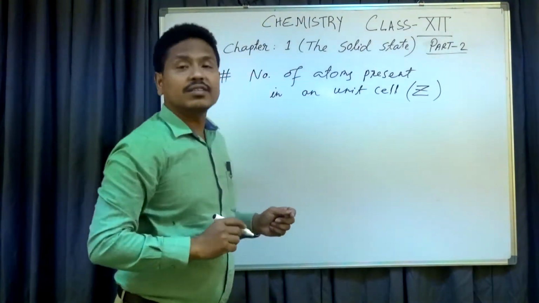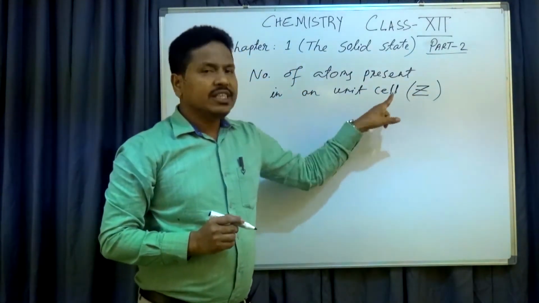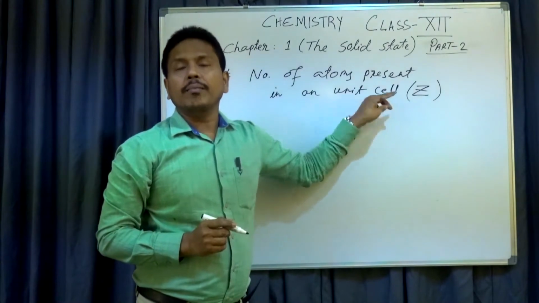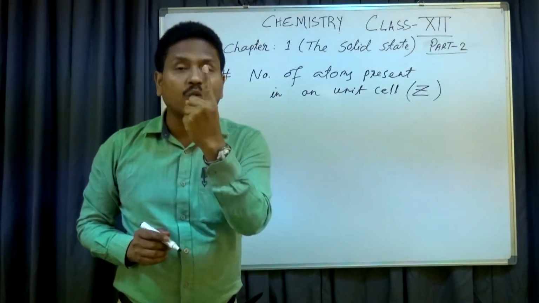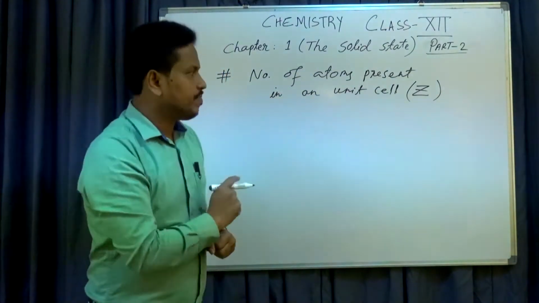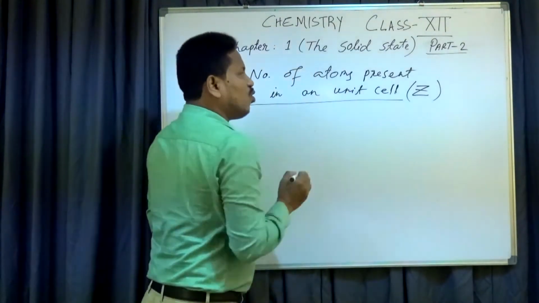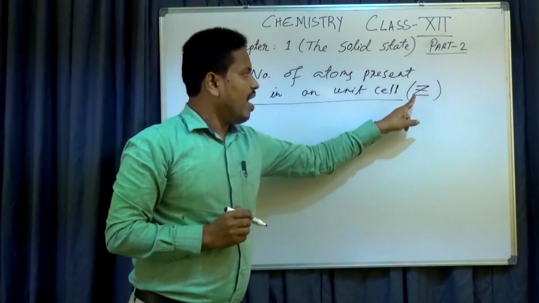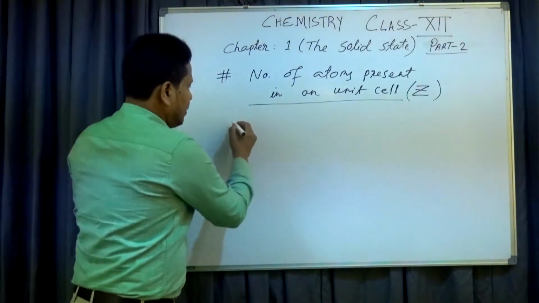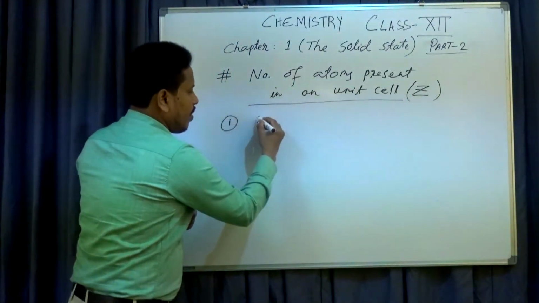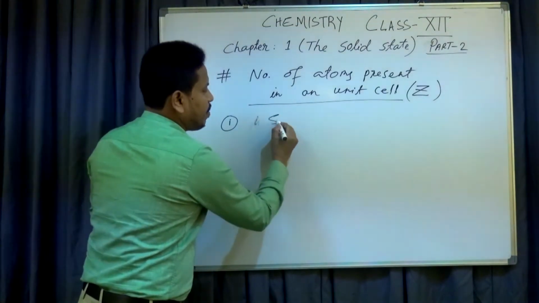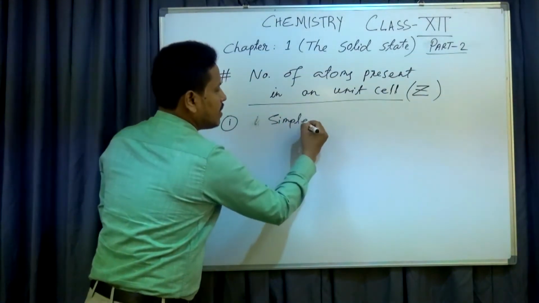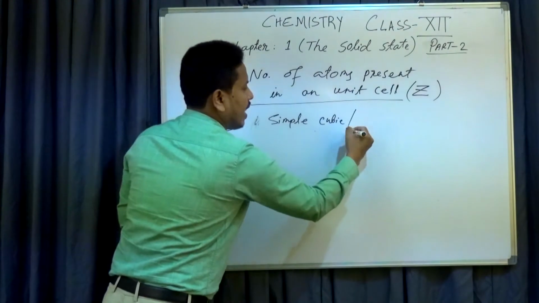Remember this point, students. It is very important. In this chapter, Z denotes the number of atoms, the number of particles in one unit cell. You have to remember this. So, how to calculate the number of atoms present in one unit cell, denoted by Z? Listen, the first case is simple cubic, that is primitive.